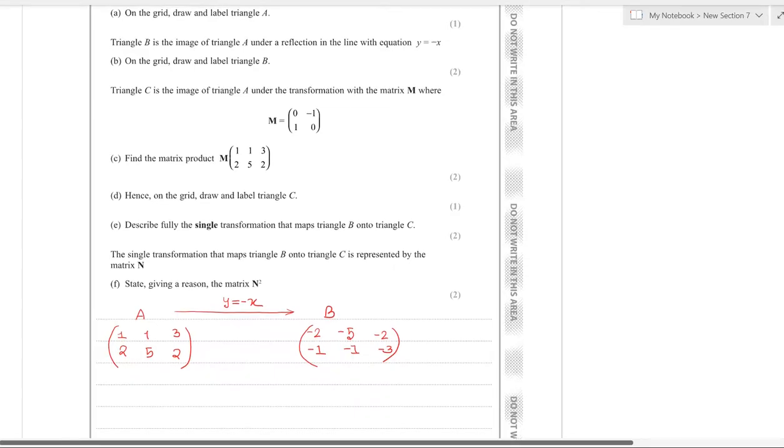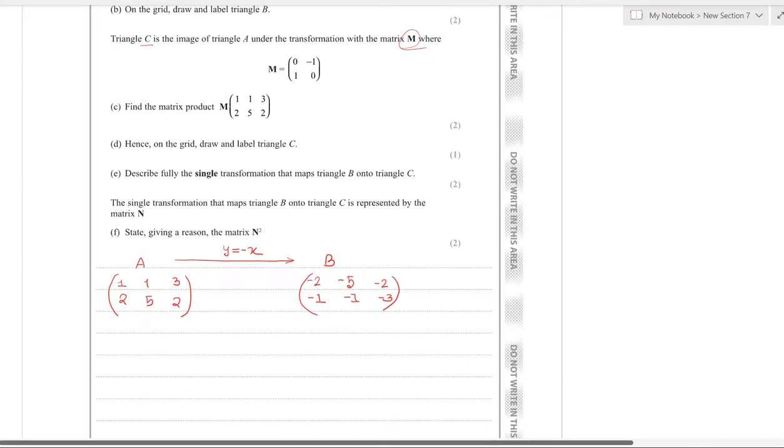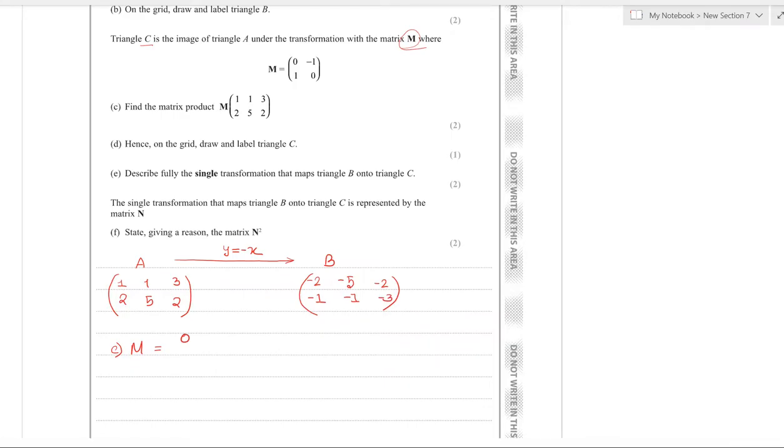In part C, triangle C is the image of triangle A under the transformation with matrix M, where M is (0, -1; 1, 0). So we need to find the matrix product of M and the coordinates of A. I always write the 2-column matrix at the front, so (0, -1; 1, 0), and then you need to multiply it with the 3-column matrix (1, 1, 3; 2, 5, 2).